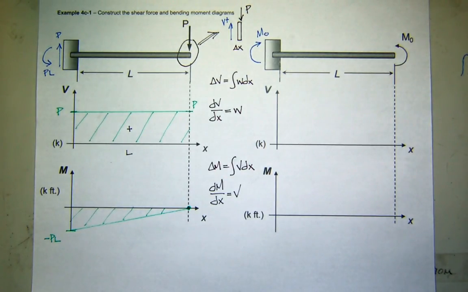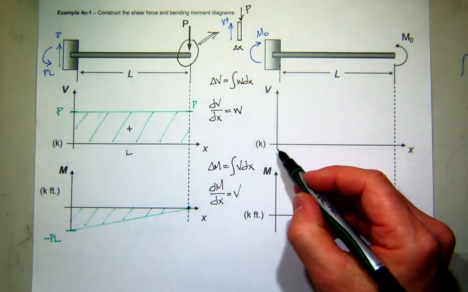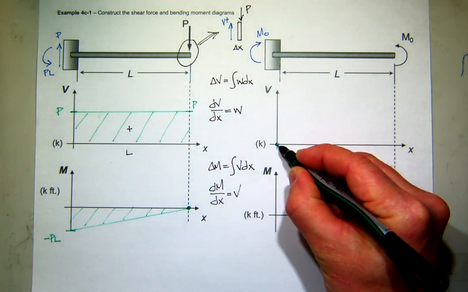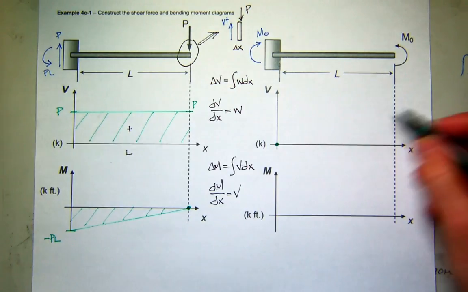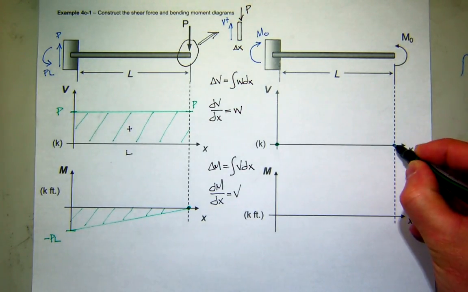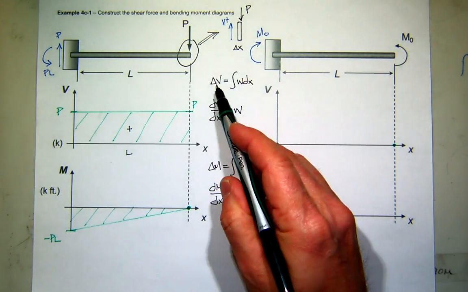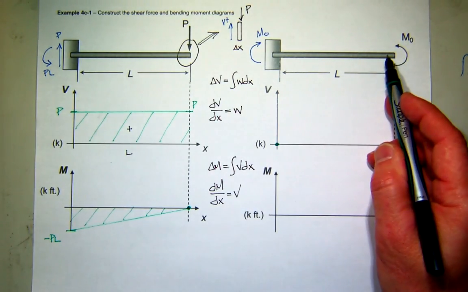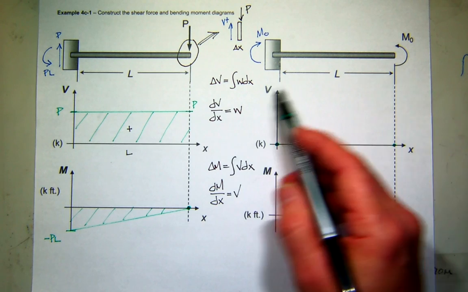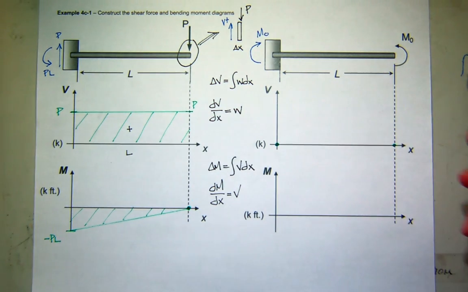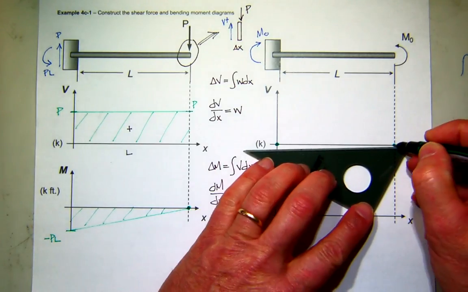So what's the shear at the left-hand edge? Right here. It is 0. What's the shear at the right-hand edge? 0. The change in shear is equal to the area in the load diagram. What's the area in the load diagram? Nothing. The slope is equal to the load. What's the load? 0. So 0 slope. So this beam, believe it or not, has no shear.